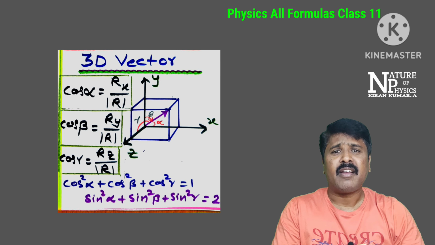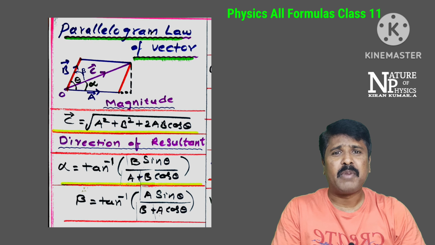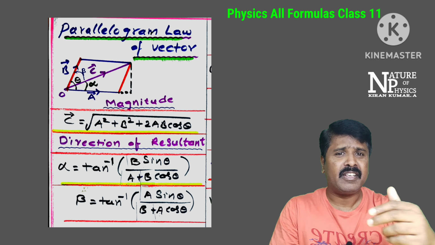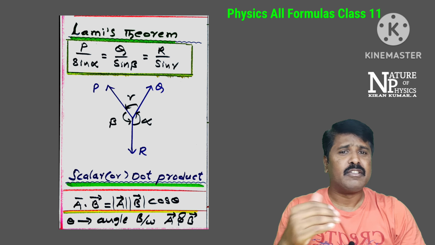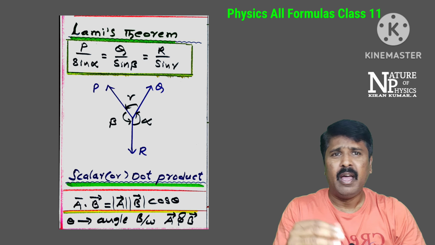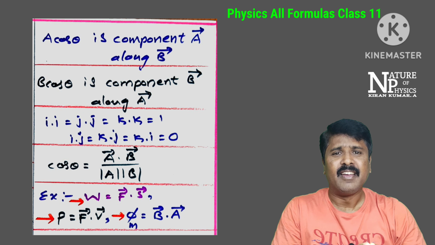And the 3D vector, in which cos square alpha plus cos square beta plus cos square gamma is equal to 1, and also the parallelogram law of vectors, in which the magnitude and direction of the vector are given, and also Lami's theorem and scalar product, in which the formula, properties and also examples are clearly given.